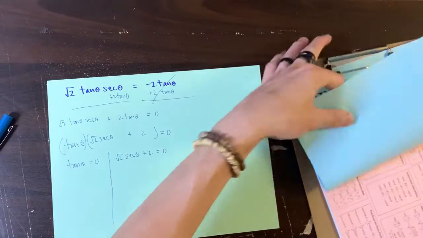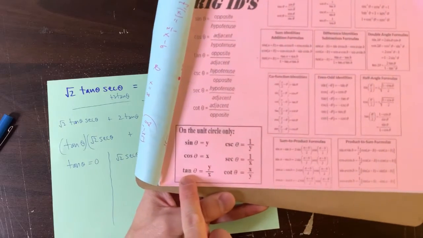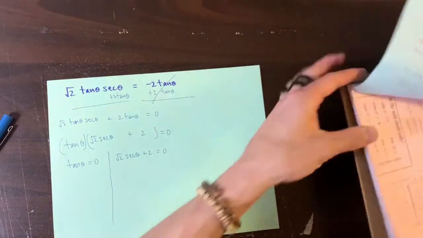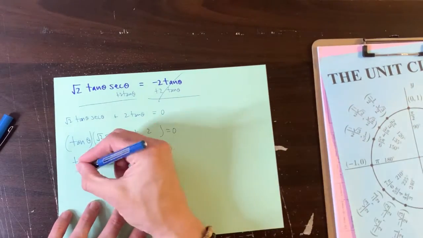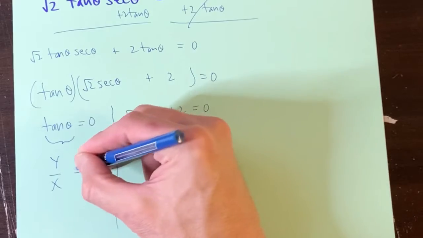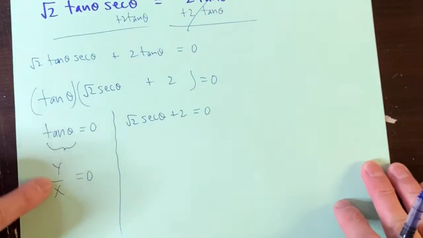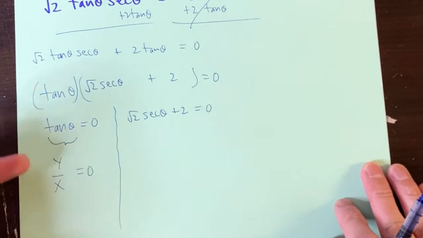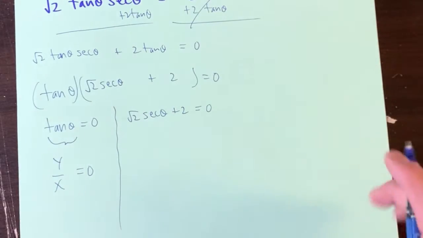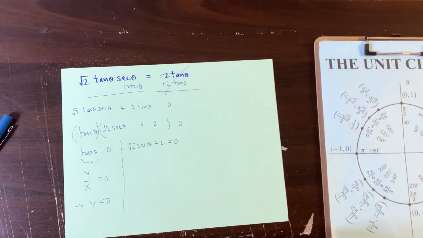Remember, what you can do with tangent, amongst the many things, is on the unit circle, tangent is y over x, right? Tangent is y over x. So here, tangent could be viewed as y over x, still equals 0. And you have a fraction equaling 0. So if a fraction equals 0, that implies that the numerator is 0. So this gives us that y has to be 0.